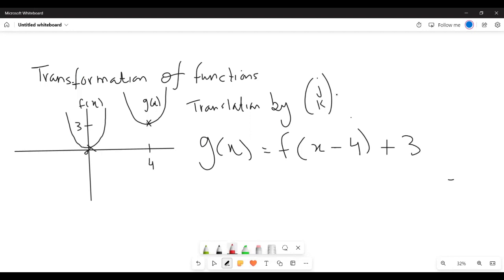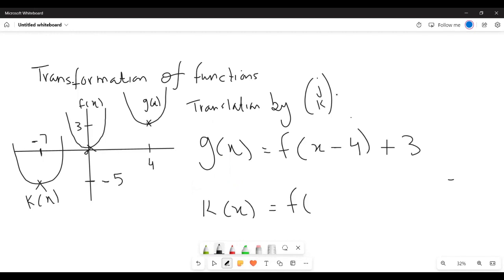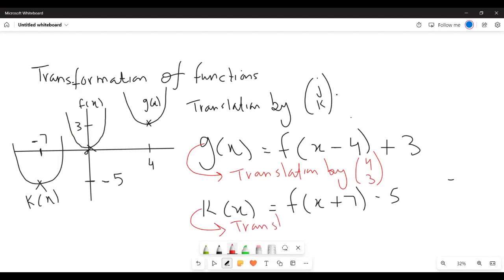Similarly, if it moves left and certain units down, let's say it moves to -7 and here it is -5. That would be k(x), where the function f(x) has moved 7 places to the left. So you write x + 7, and then it is going 5 down, so minus 5. In words, this is translation by 4 right, 3 up, and this is translation by 7 left, 5 down.